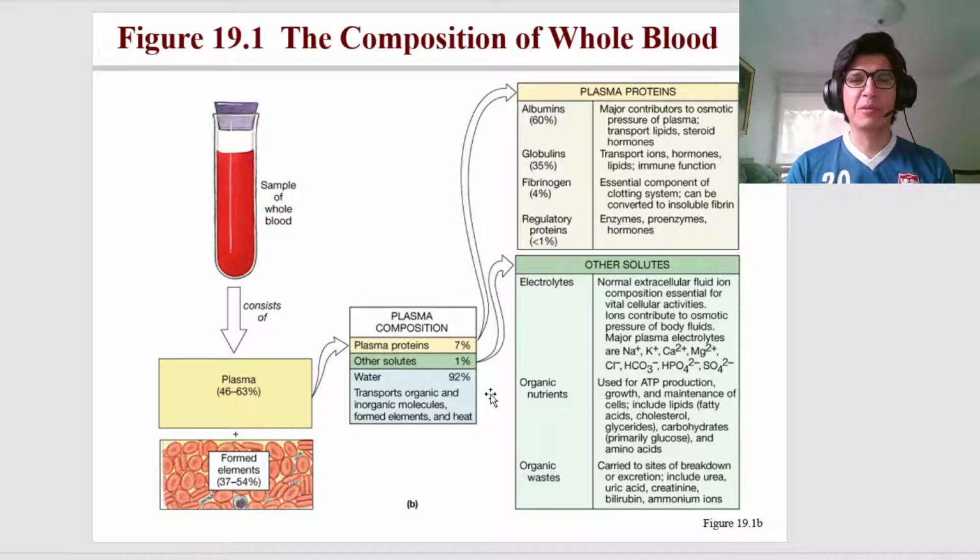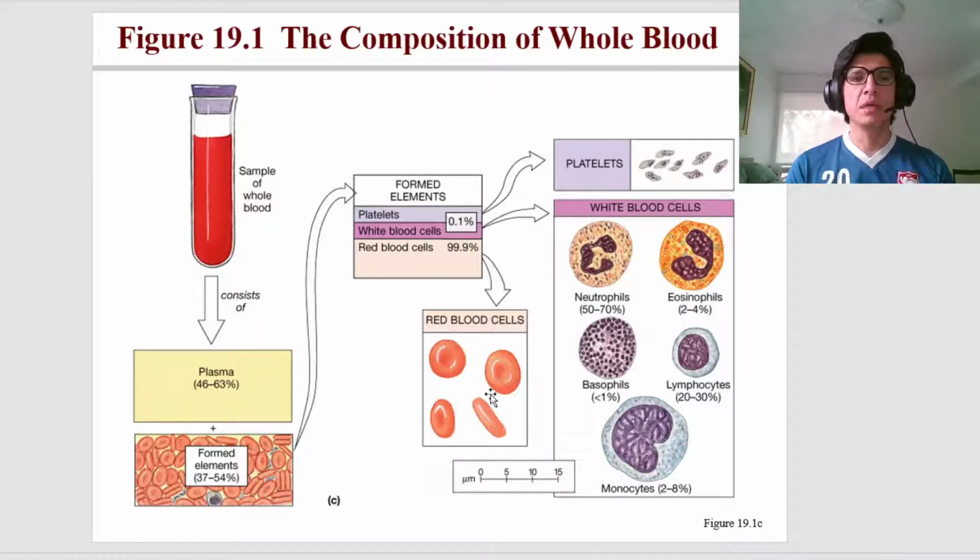So the plasma proteins, we have albumins, globulins, and fibrinogen. We're going to look at them in depth in a little bit. The formed elements of blood include white blood cells, platelets, and red blood cells. Most of the formed elements are going to be red blood cells.